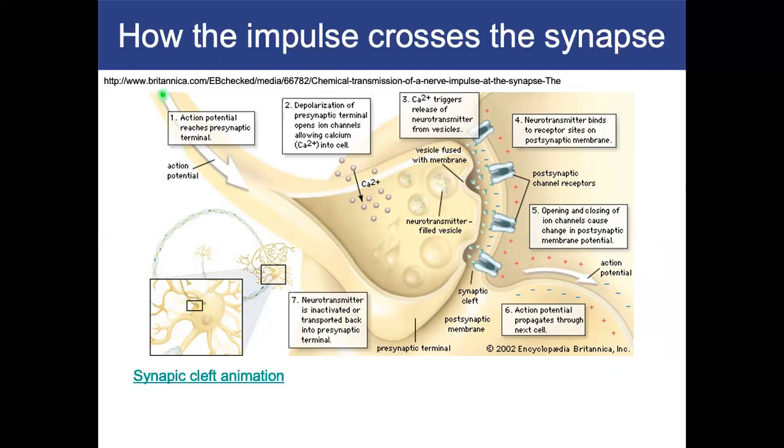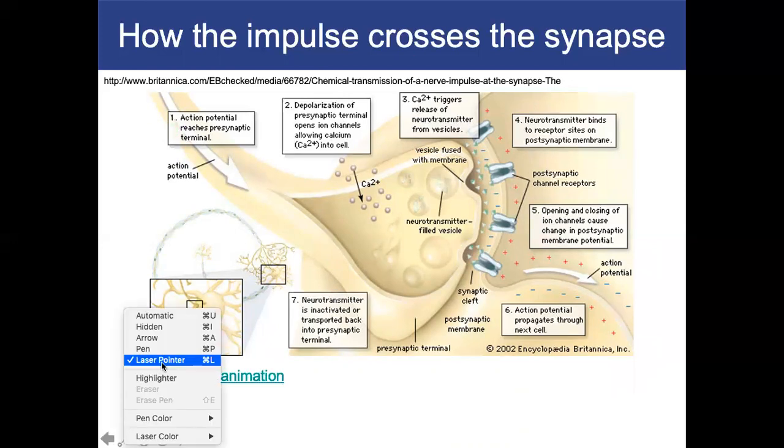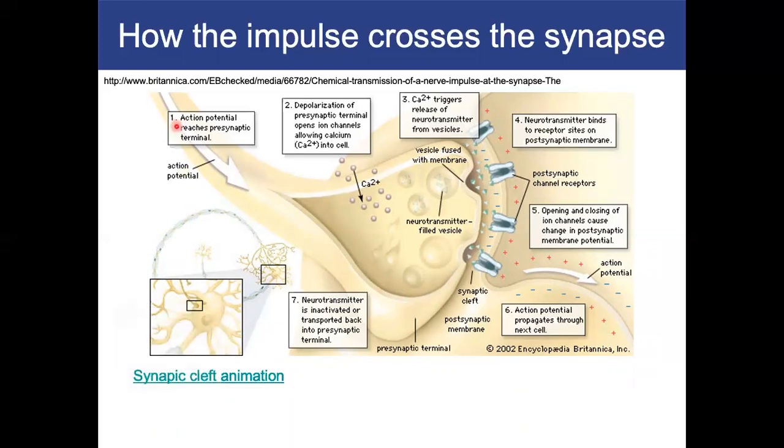And so if you go back to the axon, if we look at number 1, let me change the color of the laser pointer so you can see it a little bit better. Okay, so we're at step number 1. The action potential is going to move down the axon until it hits the axon terminal region. How does that action potential go down the axon?